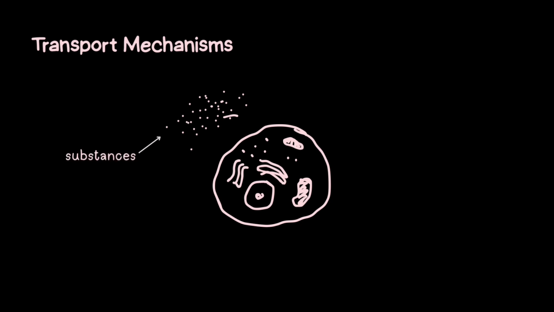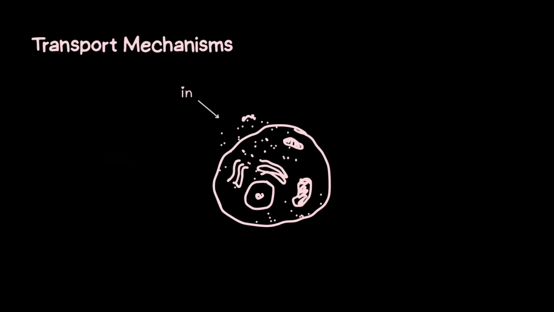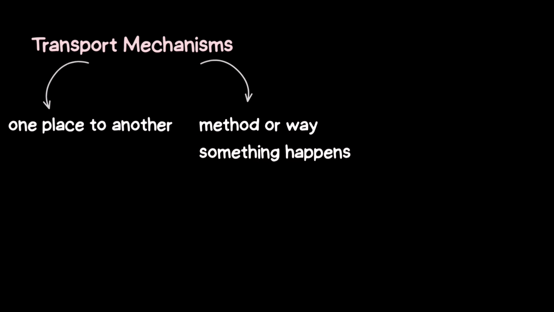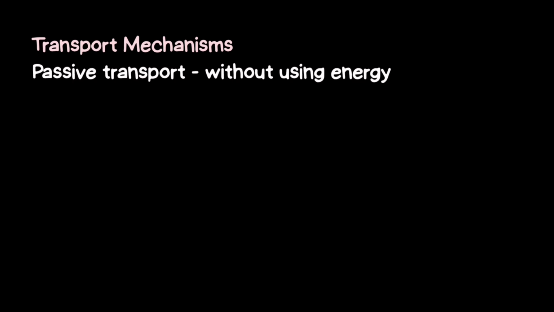Transport mechanisms are the different ways substances move in and out of the cell. Transport means moving something from one place to another. Mechanisms means a method or way something happens. First, let's talk about passive transport, which is the movement of substances across the cell membrane without using energy, or the ATP. Simple diffusion, facilitated transport, osmosis, and filtration are all types of passive transport.